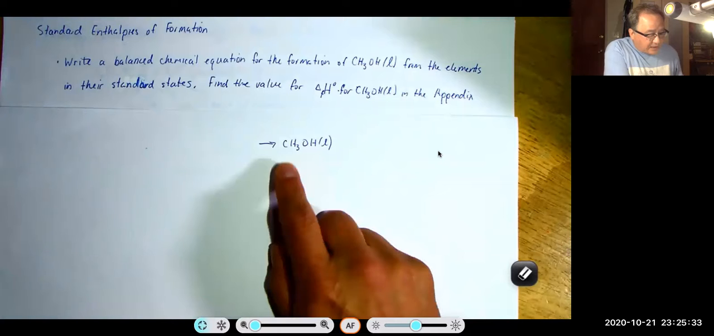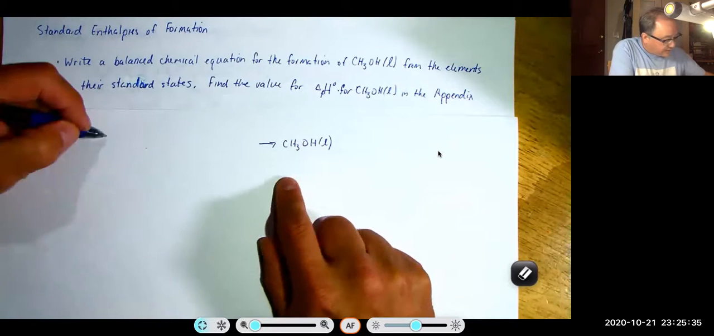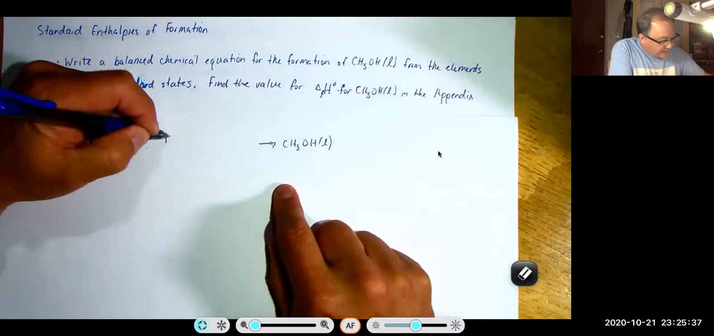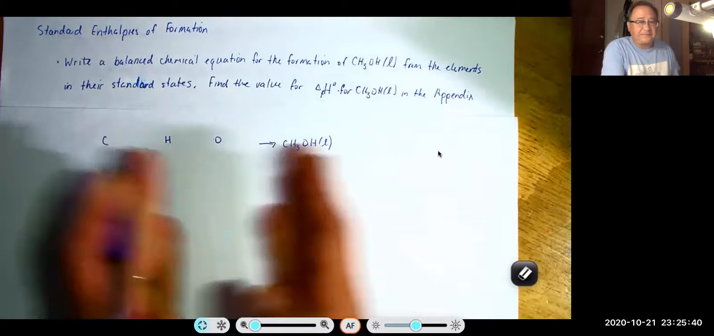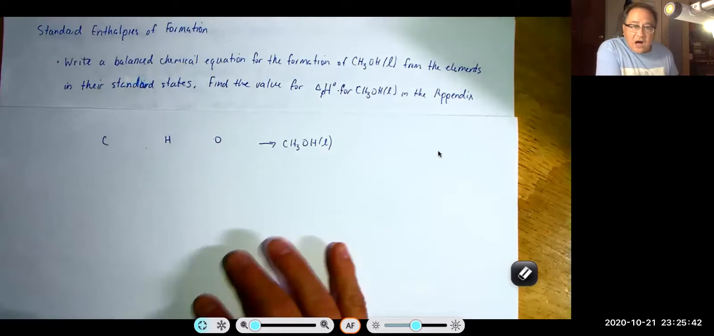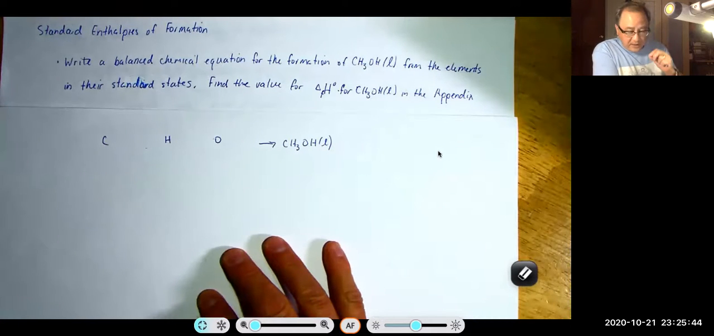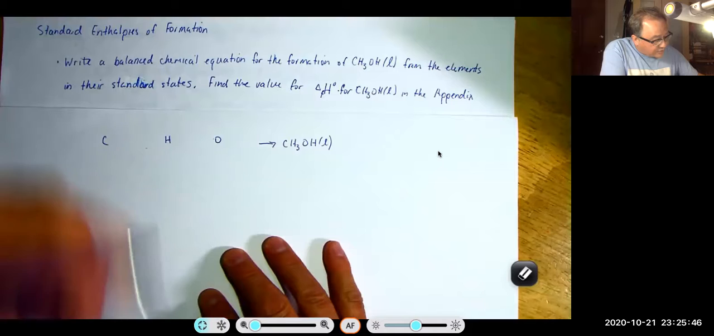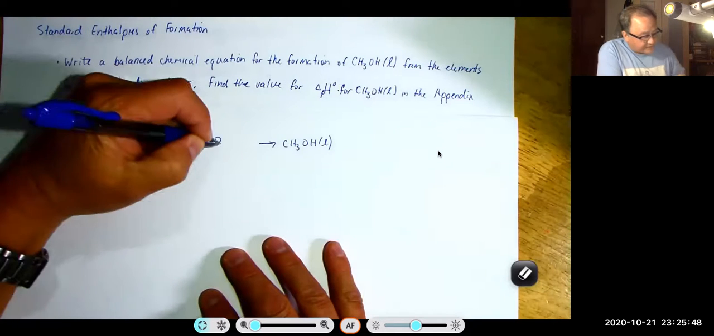And the next step is to identify the elements. There's carbon, hydrogen, and oxygen. So I'm going to put carbon, hydrogen, and oxygen. You can see I'm spreading that out. Now I want to fill in the diatomics. Which ones come as pairs? Hydrogen comes as a pair, oxygen comes in as a pair.